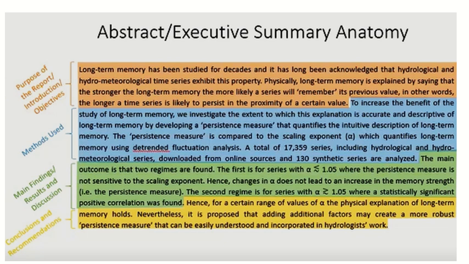What they are doing is investigating the extent to which explanation is accurate and descriptive of long-term memory. So this is their aim, and the method is mentioned in the same sentence. It's not mentioned separately. Otherwise, the preferable way is that the objective or the aim should be a separate statement.